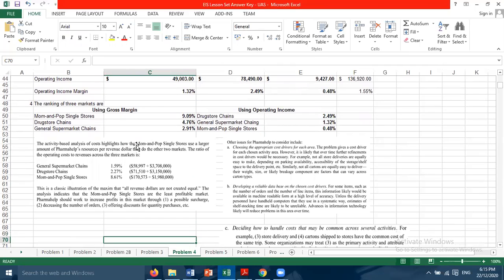As we can see, it highlights how the mom and pop single stores use a larger amount of Pharma Health resources per revenue dollar than the other 2 markets. Yeah, this is all right. This is the complete answer here.